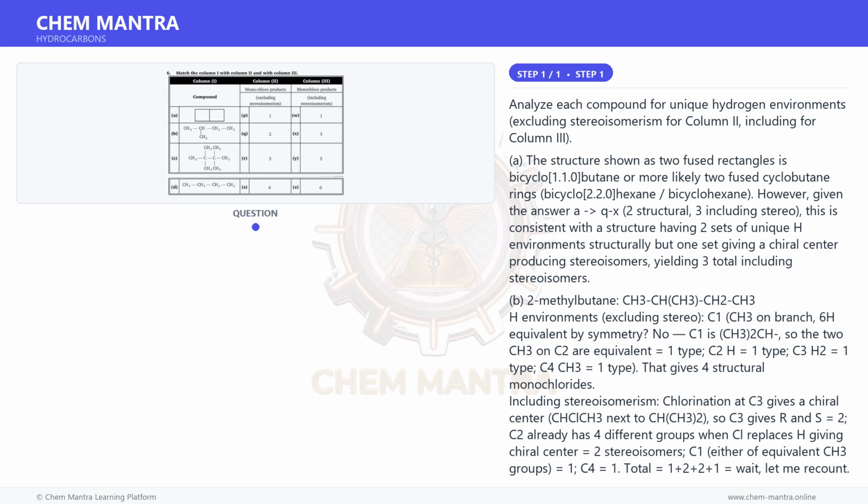So D is QX. A, revisited: the fused rectangle structure given A is QX, same as D, so this must also have 2 structural and 3 including stereo. This is consistent with bicyclo[1.1.0]butane or a similar small bicyclic compound with 2 types of H, bridgehead versus bridge, giving 2 structural products, and one of them generating a stereocenter, giving 3 total. Therefore, the correct answer is A QX, B SZ, C PW, D QX.